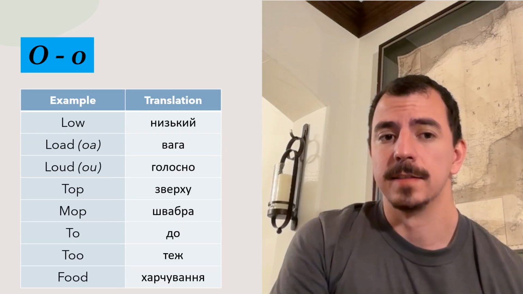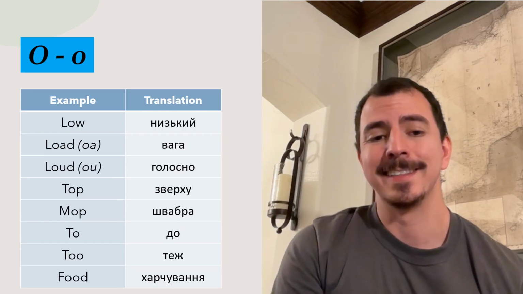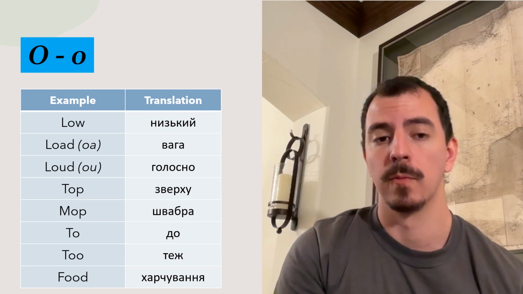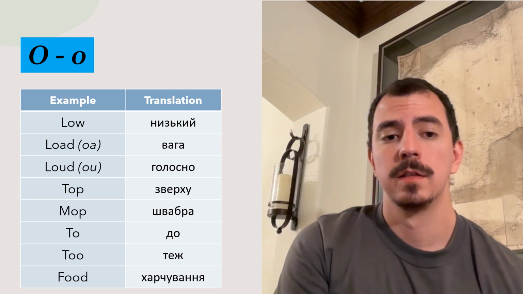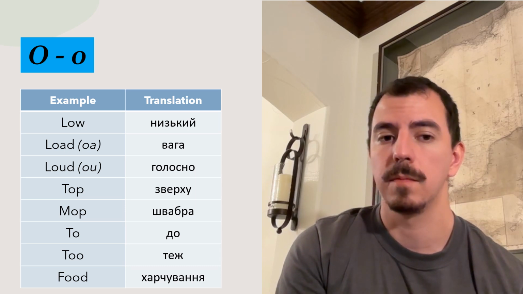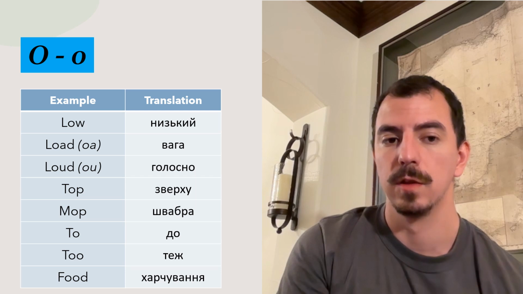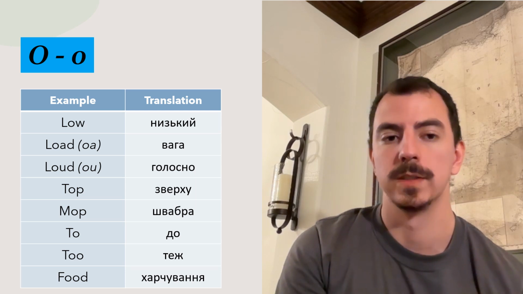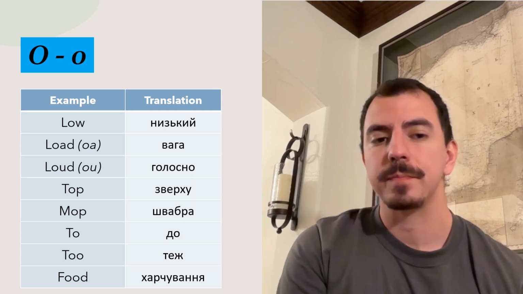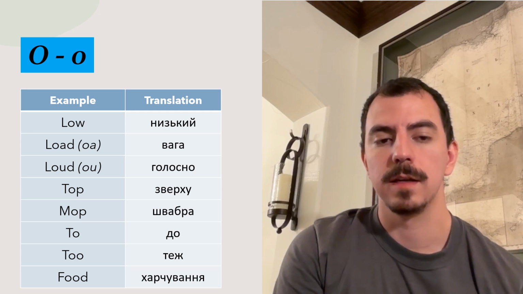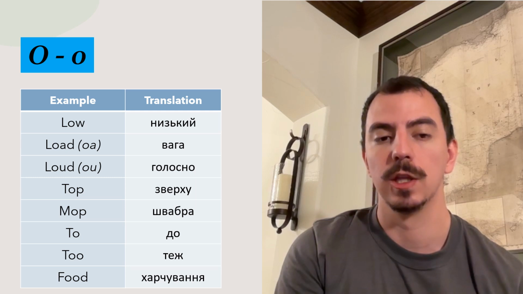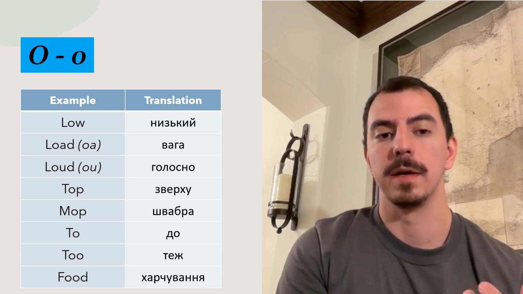The next letter is O. So O has really two main sounds, but it can be changed up a lot when it's combined with other letters. The first and probably the most common sound is low, the O sound. The next one is when there's an O and A together, it makes that same O sound. So load, O, A together, make O.